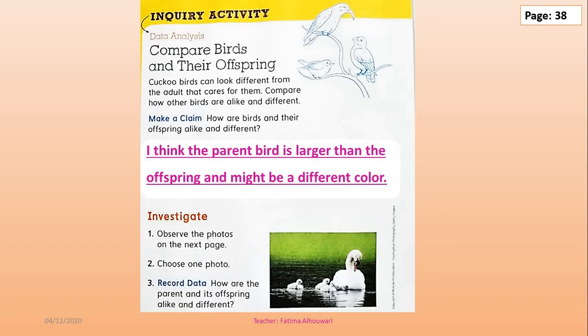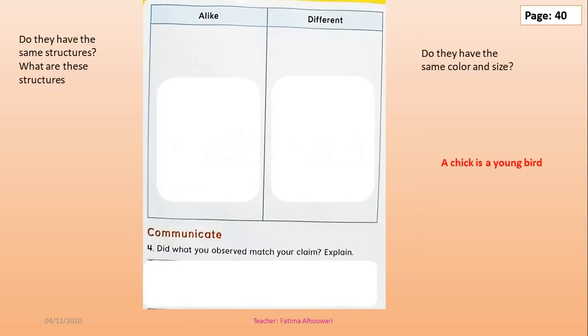Now let's record data, grade 1. How are the parent and its offspring alike and different? Let's fill this table. On the left side, we will write how the parent and its offspring are alike. And on the right side, we will write how the parent and its offspring are different. So try to solve it by yourself, grade 1. Take 2 minutes to solve them. Stop the video, try to solve them, and then when you finish, you can check your answers here.